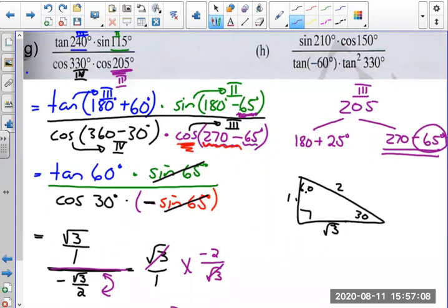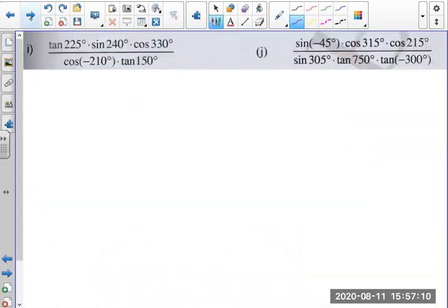Okay, let's see. We have time. I think we have time for one more sum. Let's take number J. Sine minus 45, cos 315, cos 215, sine over sine 305, tan 75 times tan minus 300.